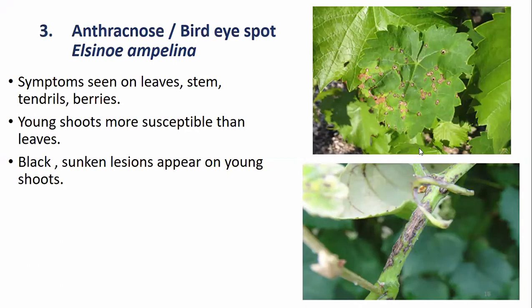Third, anthracnose or bird's eye spot, Elsinoe. It affects leaves, stems and berries. The young shoots are more susceptible than the leaves. Black sunken lesions appear on young shoots. Here, black sunken lesions appear on the shoot.